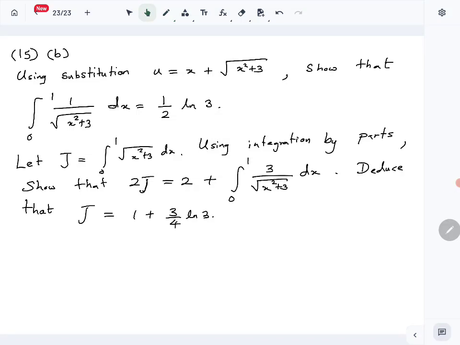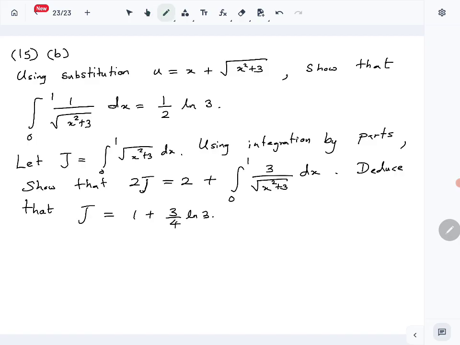Right. So now let's look at question number 15, part B of the Combined Mathematics 2024 A-level paper. Here we have to first show, using this substitution, that this integral is equal to half ln 3. We will do that part first.